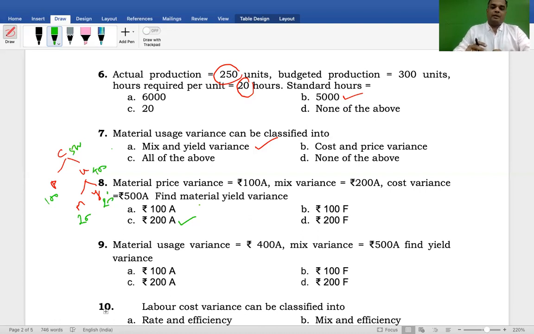Again, one more question, similar type. Easy question only. Usage variance 400 adverse. Mix variance 500 adverse. Find yield variance. 100 favorable. Usage variance 400 adverse, mix variance 500 adverse. Yield variance how much? 100 favorable. Then only the remaining 400 adverse. 100 rupees favorable. Very good. Partha is great.